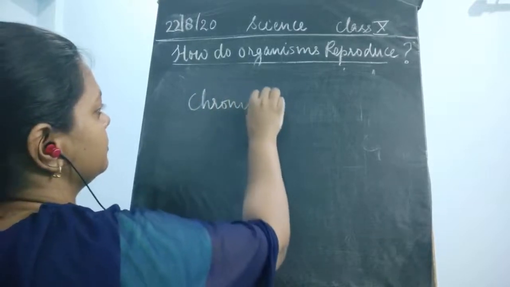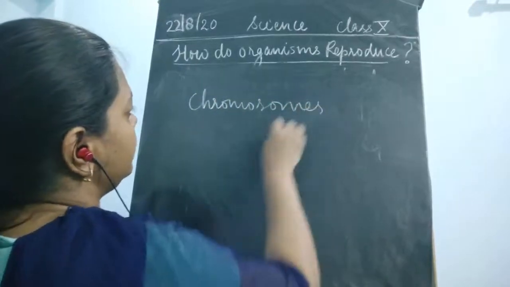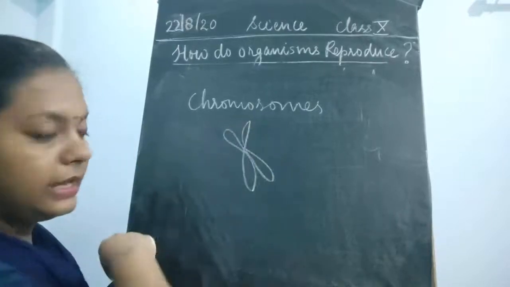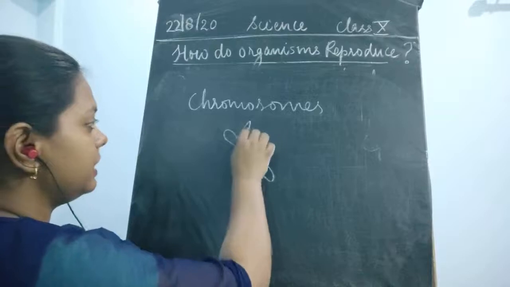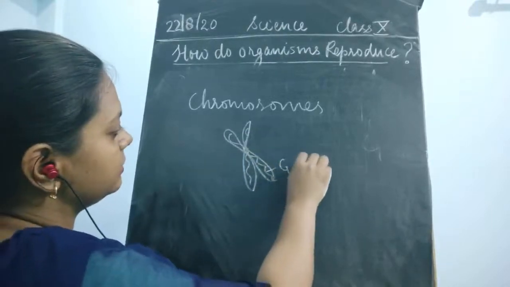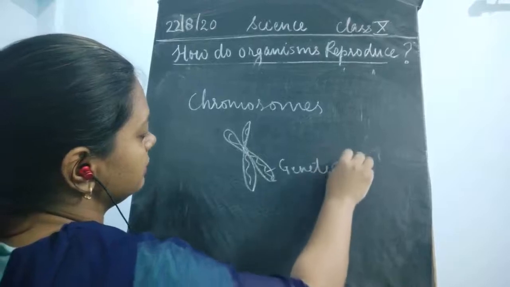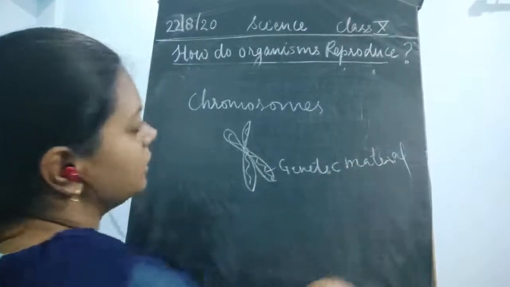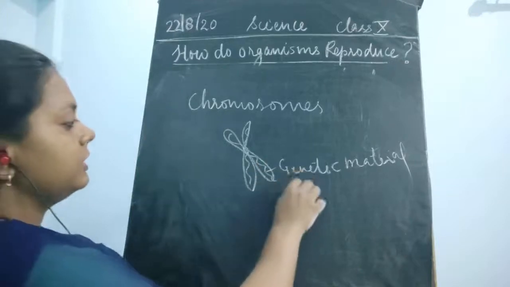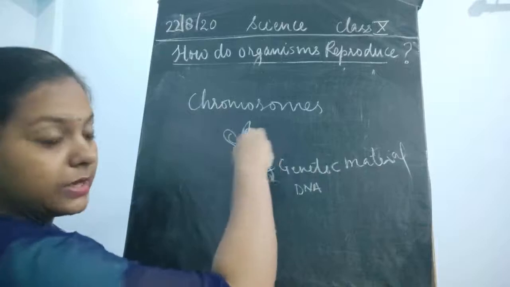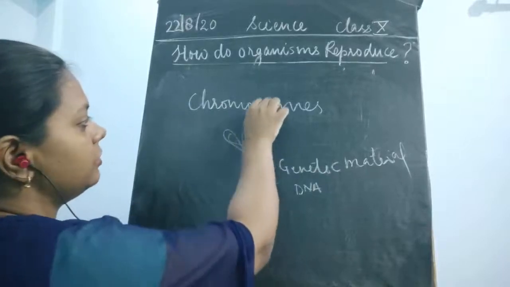We have seen this chromosome. Now each and every chromosome has DNA or RNA. Where is this DNA present? Here is this genetic material. This genetic material is present, and it could be DNA or RNA. And this complete structure is known as a chromosome.